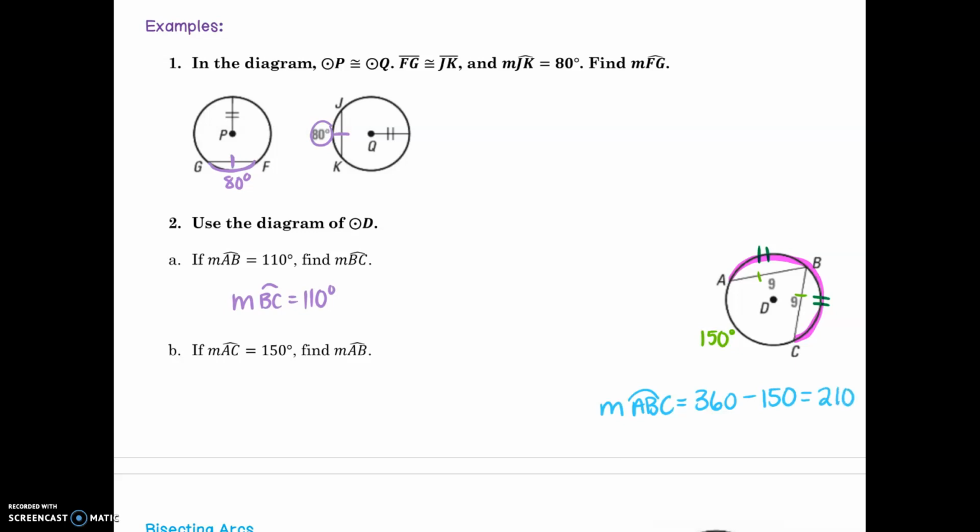We get 210 degrees, so we know that arc ABC is 210. Because arc AB and BC are congruent, to find the measure of just arc AB, we can take 210 degrees and divide by 2. So we're going to get 105 degrees. So arc AB is 105. Arc BC is also 105.